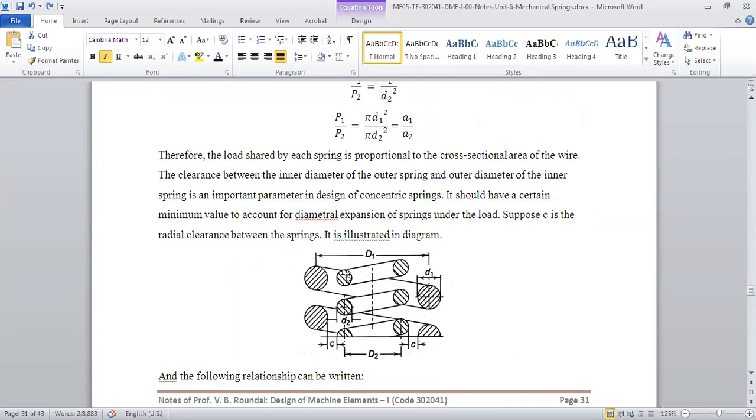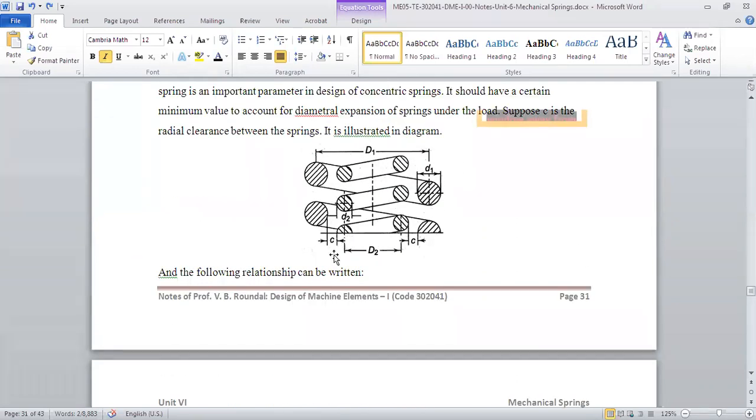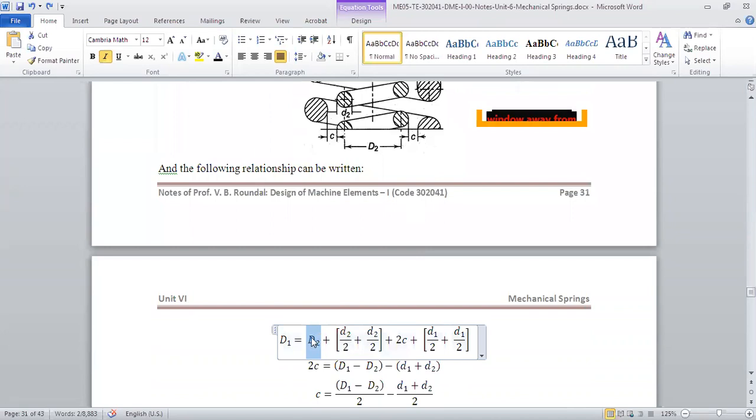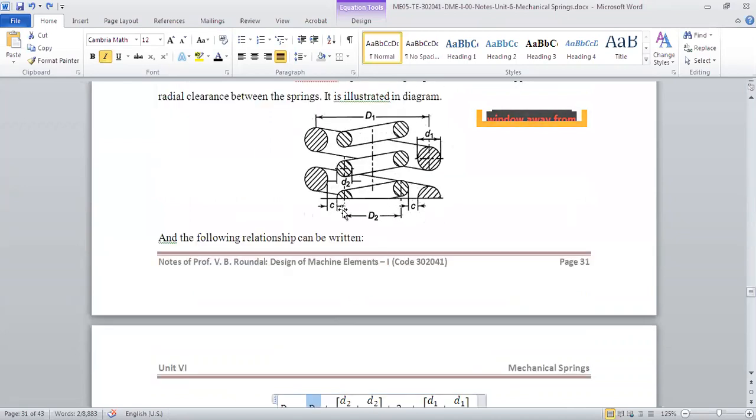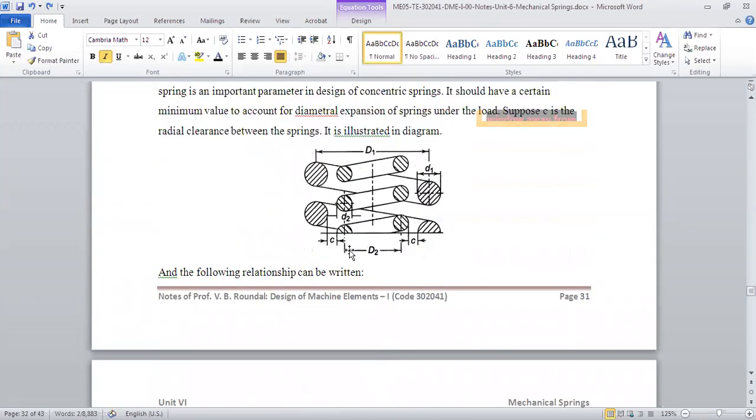Now we have to find out the gap C between the two springs. Assume that the inside spring diameter is D2, the outside spring diameter is D1, and C is the gap between the two springs. How can we find C? So D1, the mean coil diameter of the outside spring, is equal to the inside spring diameter, D2, plus d2 by 2 plus d1 by 2. On this side d2 by 2, on this side d1 by 2.